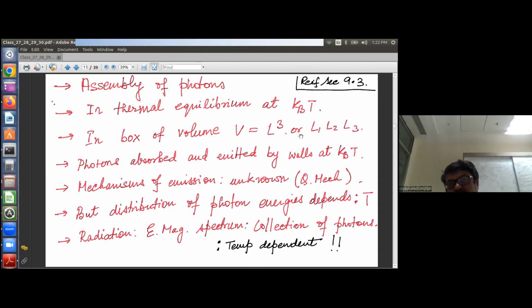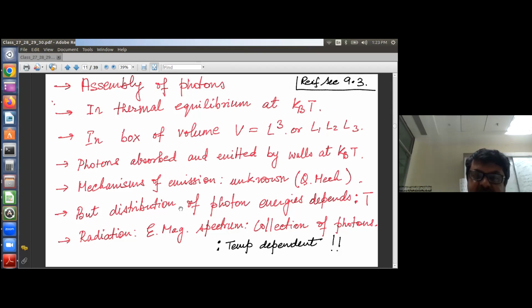You could take a cubic box, or you could take L1, L2, L3, or you could just generally take any arbitrary shaped box as well, and you assume that photons are absorbed and emitted by the walls at temperature k_B T. The mechanism of emission and absorption is unknown, or this is not part of the discussion of this class. It's a quantum mechanics class. How would they interact? What would be the Hamiltonian? But we say, okay, if it is emitted, what is the spectrum? What is the distribution of energies? That's what we are going to discuss, not mechanisms of emission, which is quantum mechanical in origin.